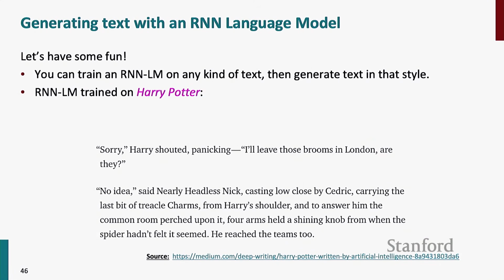Okay, couple more examples. So instead of Barack Obama, I can feed in Harry Potter, which is a somewhat bigger corpus of text actually, and generate from that. And so I can get: "Sorry," Harry shouted, panicking. "I'll leave those brooms in London, are they?" "No idea," said Nearly Headless Nick, casting low close by Cedric, carrying the last bit of treacle charms from Harry's shoulder. And to answer him, the common room perched upon it. 4 arms held a shining knob, from when the spider hadn't felt it seemed. He reached the teams too. Well, there you go.